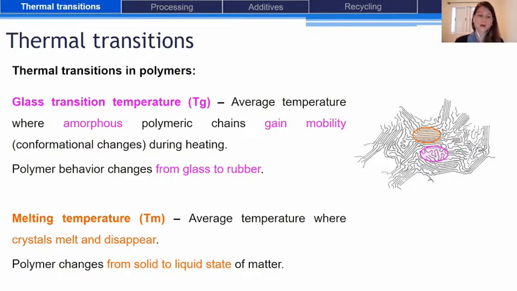Below this melting temperature, we have a solid material, and above this temperature, we have a liquid state of matter. The glass transition temperature is present in both amorphous and semi-crystalline polymers, whereas the melting temperature is only observed in semi-crystalline polymers.